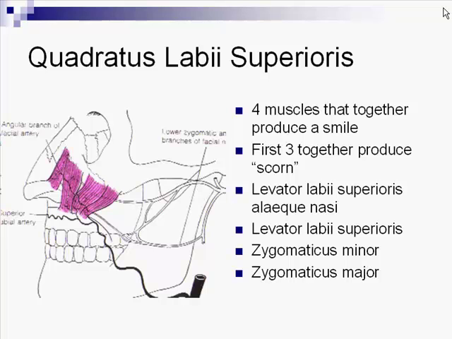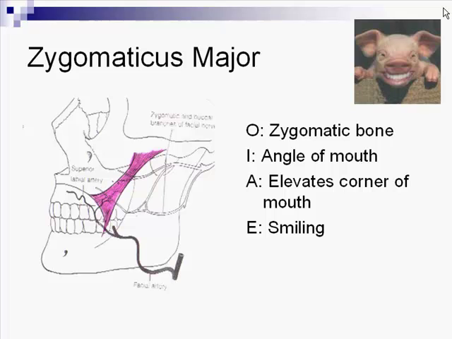Zygomaticus minor, origin is the zygomatic bone. Insertion upper lip, it raises the upper lip. Again, the expression is scorn. Let's talk about the zygomaticus major. We already mentioned minor, that helps to form the expression of scorn. The expression that the zygomaticus major allows for is smiling.